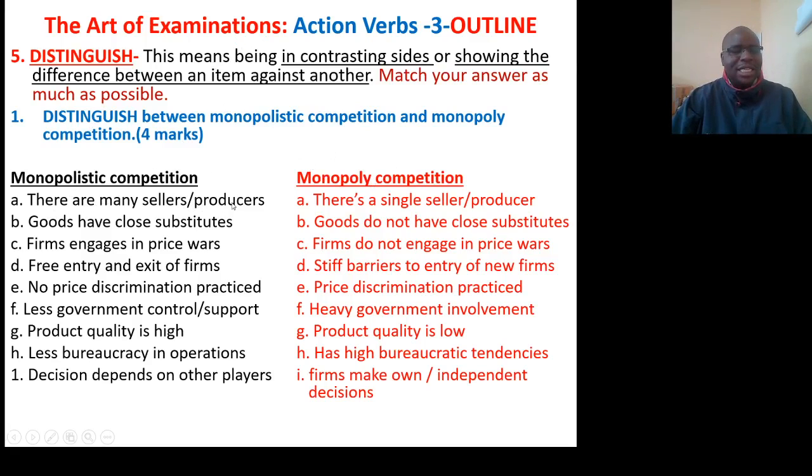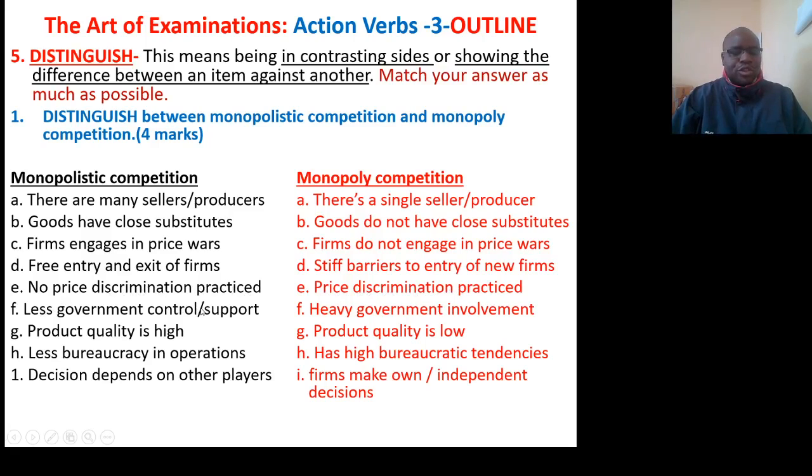There are many sellers and producers, and here there is a single seller or producer. Goods have close substitutes. On monopoly, goods do not have close substitutes. Firms engage in price wars. Here, firms do not engage in price wars. There's free entry and exit of firms. Here, there are stiff barriers to entry of new firms. No price discrimination is practiced. Here, price discrimination is practiced.